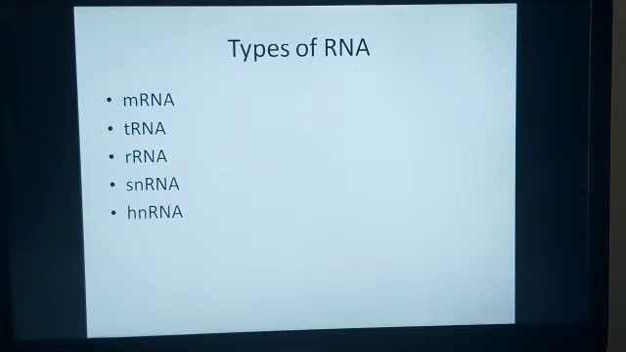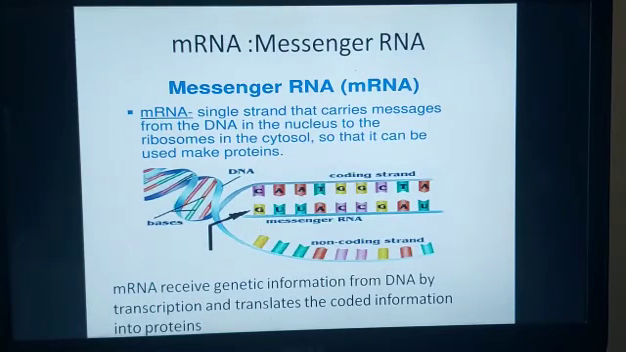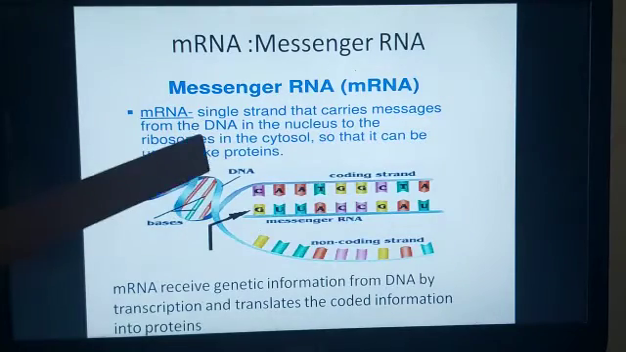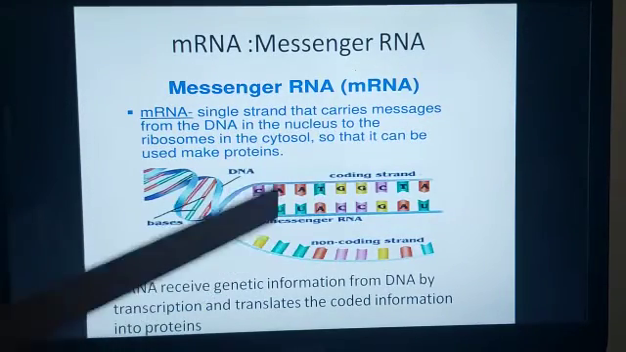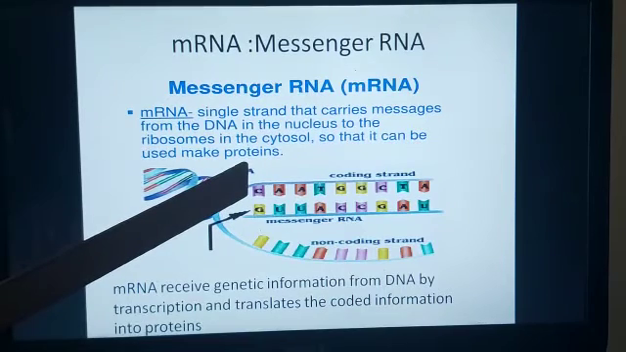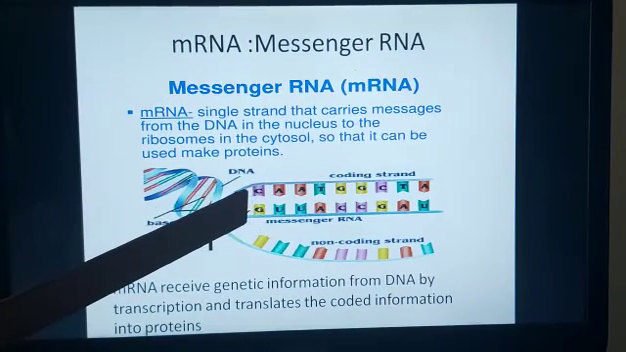Now, without wasting much time, let us discuss the structure of mRNA, or messenger RNA. The mRNA is a single-stranded structure that carries the messages from the DNA in the nucleus to the ribosomes in the cytosol or cytoplasm, so that it can be used to make proteins. Whatever information is present in the DNA, these are the two strands of the DNA, the same information, that is the nitrogenous base sequence, is copied onto the mRNA.